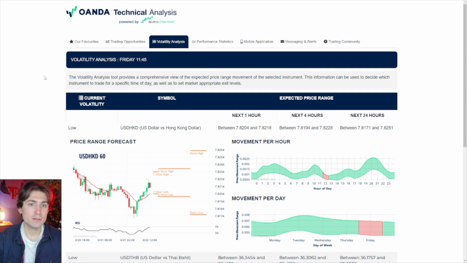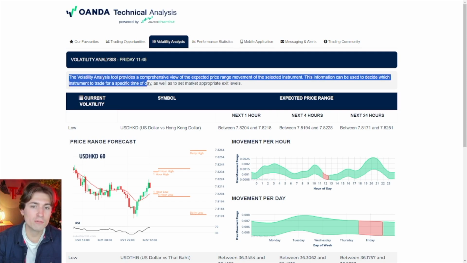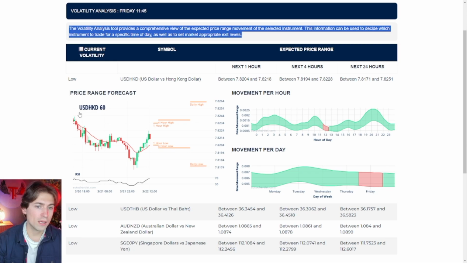Next up is volatility analysis. And you can see the volatility analysis tool provides a comprehensive view of the expected price range movement of a selected instrument. This information can be used to decide which instrument to trade for a specific time of day, as well as to set market appropriate exit levels. And I love this. Volatility is important when considering a stop loss, and this tool is going to help us with that.